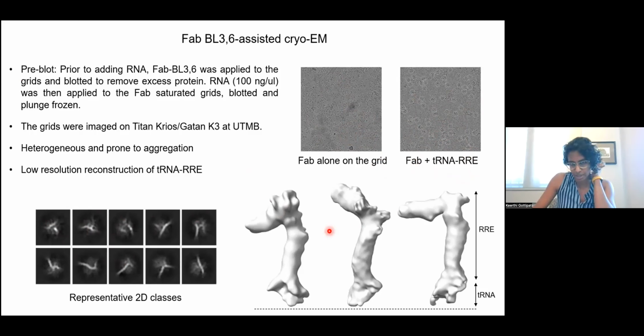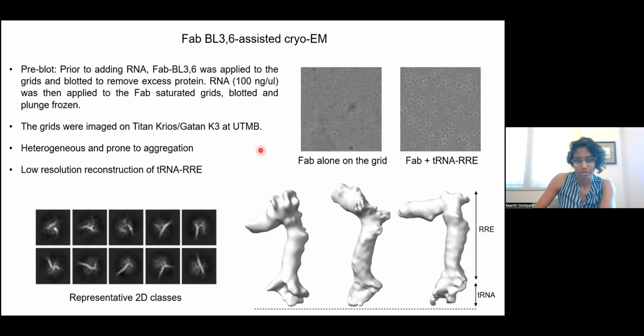And then we had blobby, low resolution reconstructions. We could tell, at least from here, that the conditions were improving, so to speak. And then we could see the tRNA on one end and the RRE portion on the other half.